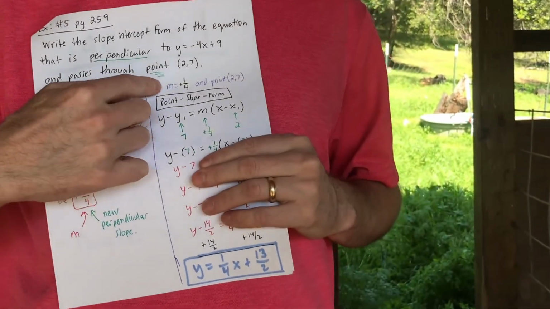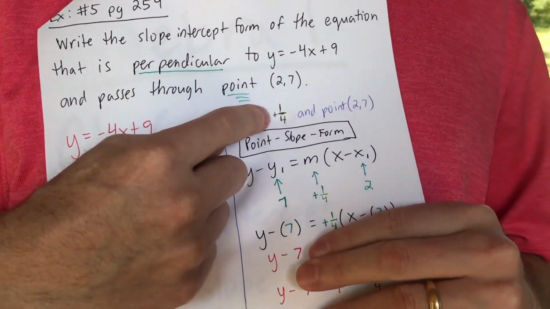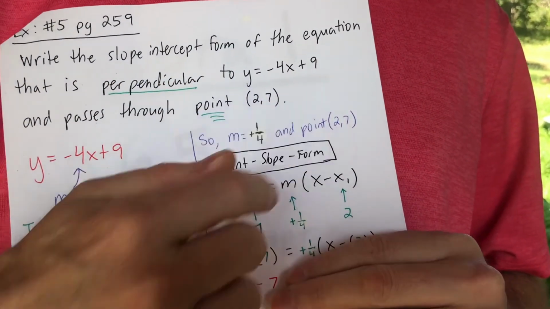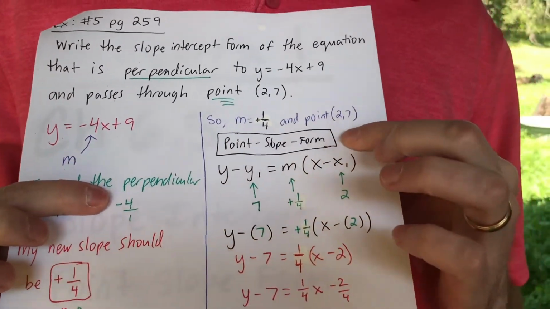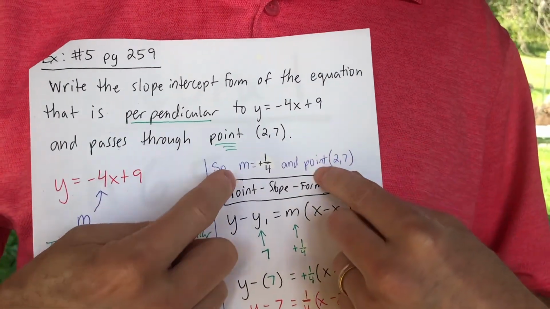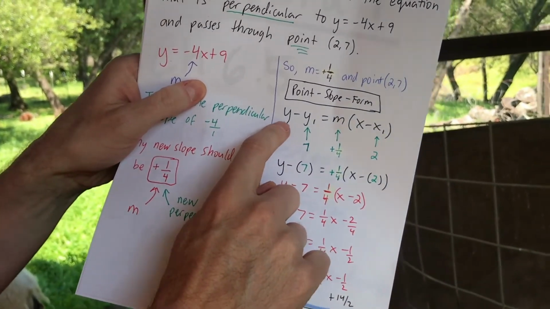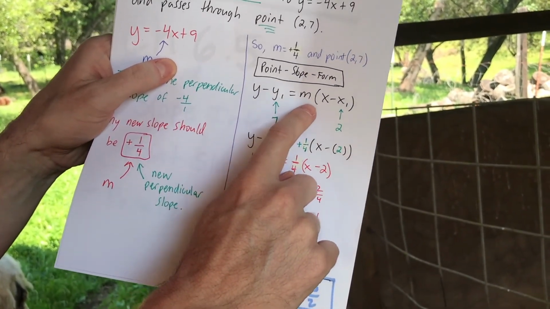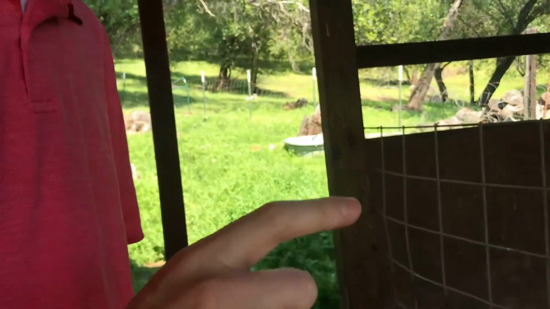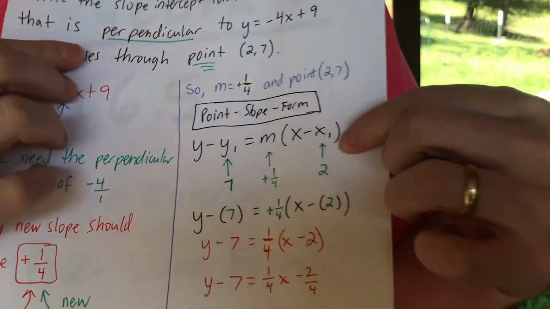So I'm going to go up here, and I'm going to say my slope has to be positive 1/4, and it has to go through the point (2, 7). Okay? So I have a point and a slope. I should put it into point slope form. So point slope form, if you remember, is y minus y1 is equal to m times x minus x1. You're going to have to absolutely memorize that. Point slope form is y minus y1 equals m times x minus x1. You've got to memorize that point slope form right there in black.